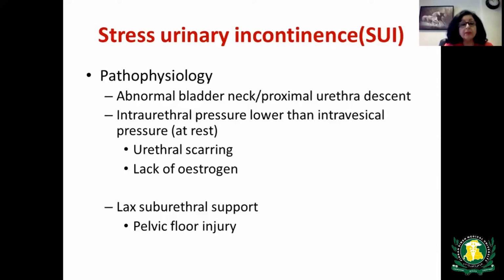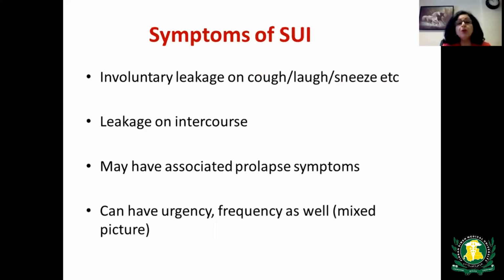And then, as I mentioned, lack of suburethral support also results from pelvic floor injury, which can happen after childbirth or any trauma in that area. So how do women present? They will come to you complaining of involuntary leakage on coughing, laughing, or sneezing, or there is a serious complaint of leakage when they are having sexual intercourse. They may have associated prolapse symptoms, which could be a lump in the vagina or a dragging sensation, etc.